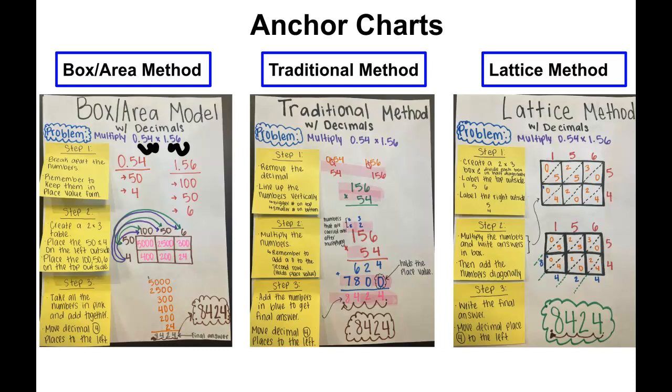And then again, I just moved the decimal place for place values to the left to get 0.8424.